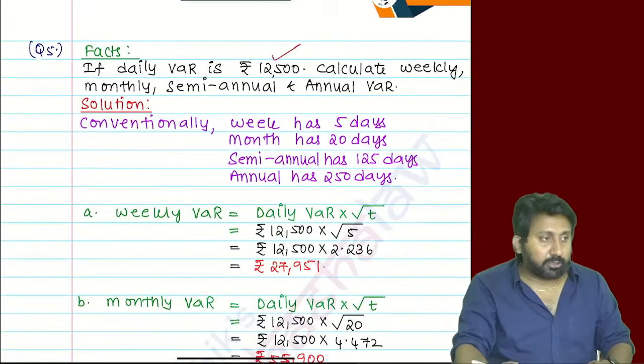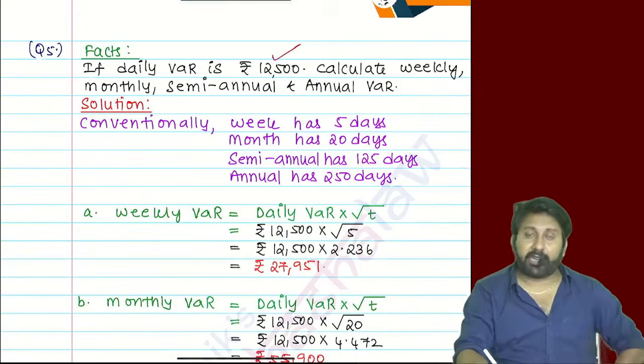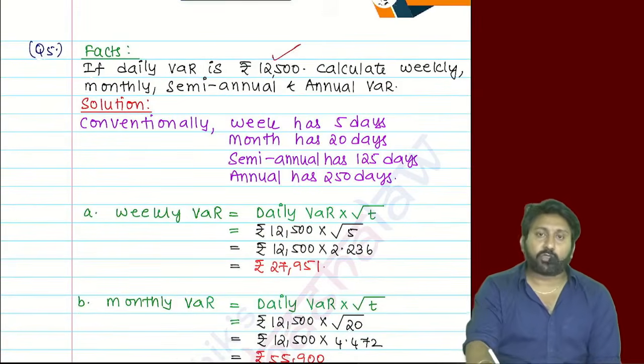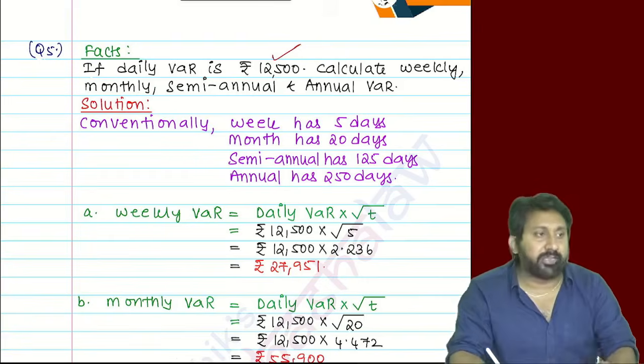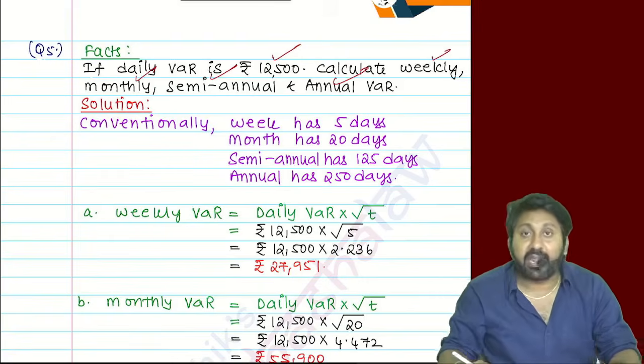Daily VaR is 12,500. Calculate. This is very practical. Real life scenario, so many mutual fund companies are also doing this. Calculate weekly, monthly, semi-annual and annual VaR.